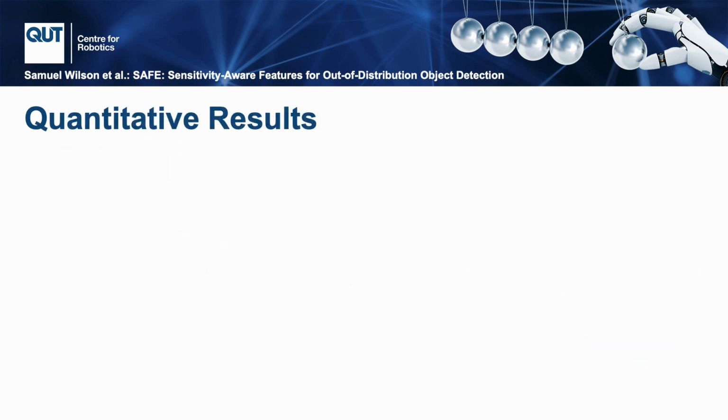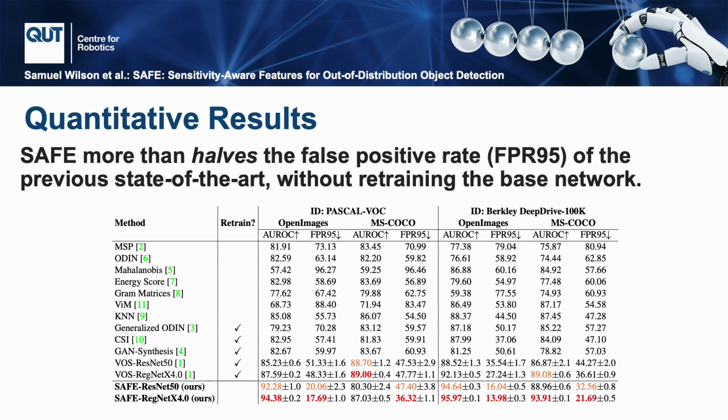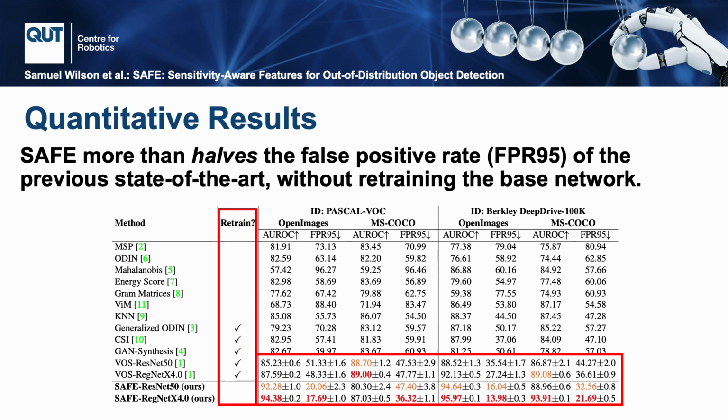Our results show that SAFE significantly improves upon the state-of-the-art in out-of-distribution object detection. More specifically, SAFE more than halves the false positive rate of previous state-of-the-art without requiring retraining of the base network, like many state-of-the-art methods do.